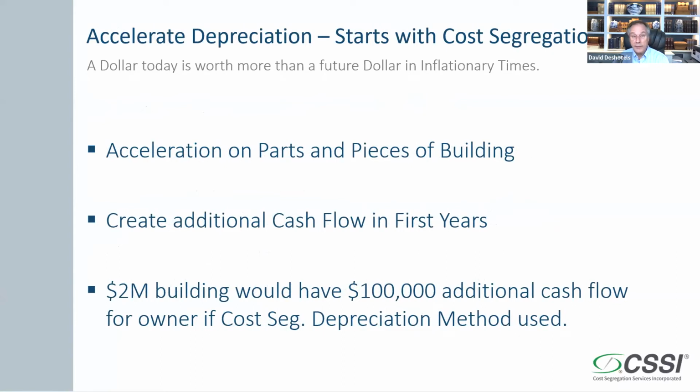So for $2 million worth of building, it means about $100,000 in cash flow. Depends on what type of building, but that's just a rule of thumb. That's a lot. That's a lot of money. $2 million doesn't buy what it used to. But if you can get $100,000 in cash flow from the deductions that you can get out of cost segregation by choosing the right methodology, that's huge.